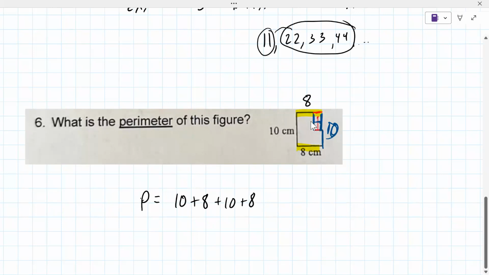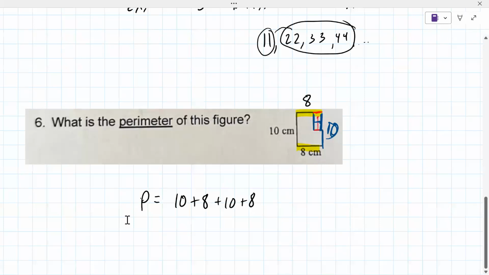Mm-hmm. You agree or disagree? I would probably agree, because that's 10. That's 10. Yeah, I think I would probably agree. Okay. Any questions on that? No. Okay. Good.